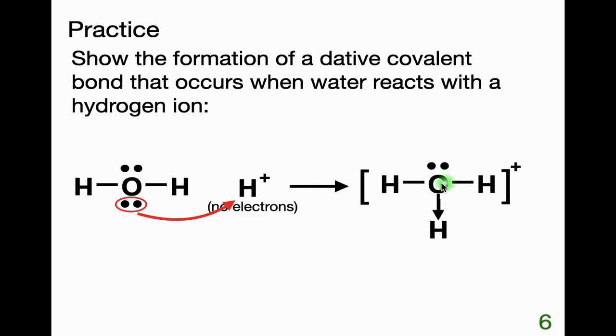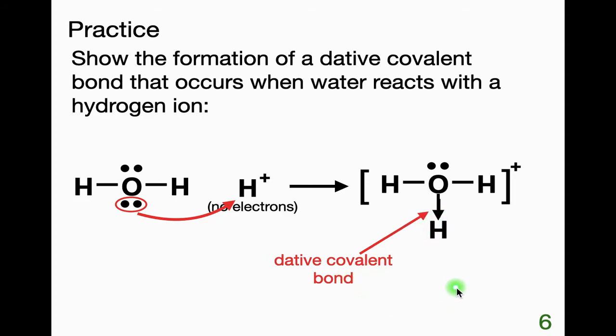It's important to note that the covalent bonds here, even though we use an arrow to represent that a coordinate covalent bond formed, are exactly the same. They are identical. There's no distinction between these covalent bonds. All right, and this is our dative covalent bond.